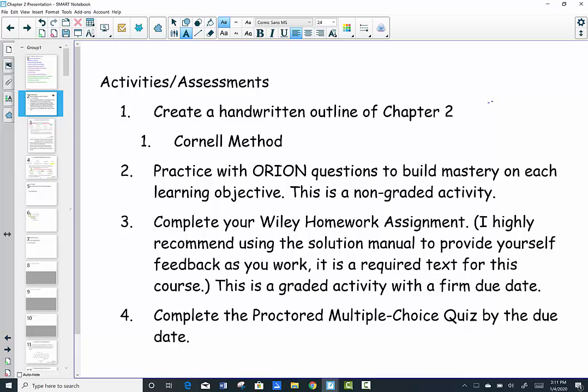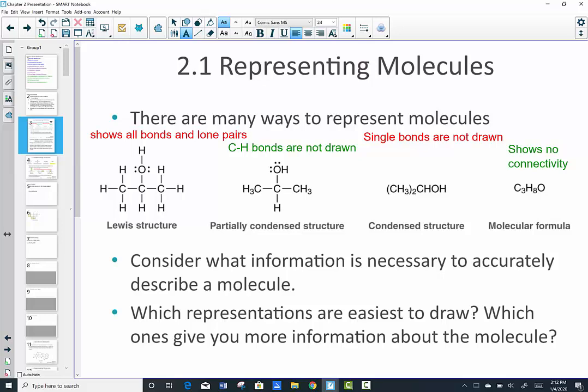Practice with the Orion questions. I will tell you, those students who achieve A's or B's in this class use the Orion questions before they start their homework and certainly before they take their quiz to help build mastery. That feedback is invaluable. Your Wiley assignment, again, by a firm due date, and then, of course, the proctored multiple choice quiz by the due date as well. So those are going to be a standard pattern as you operate through the course. Let's go ahead and dive in.